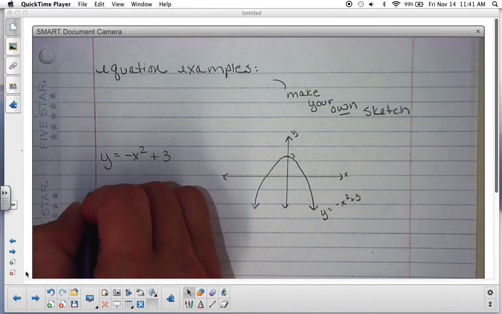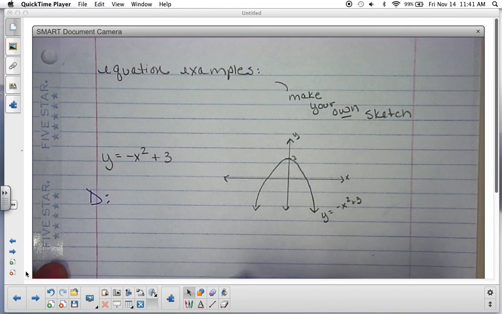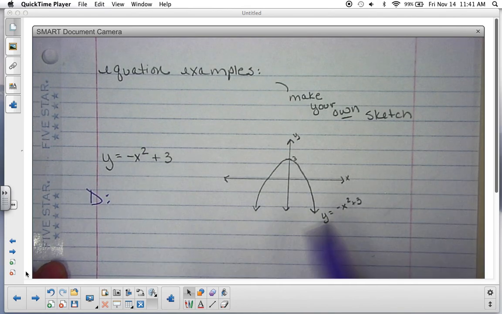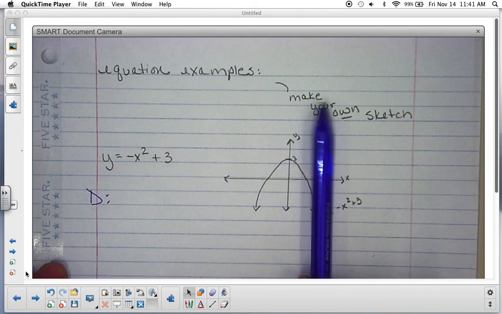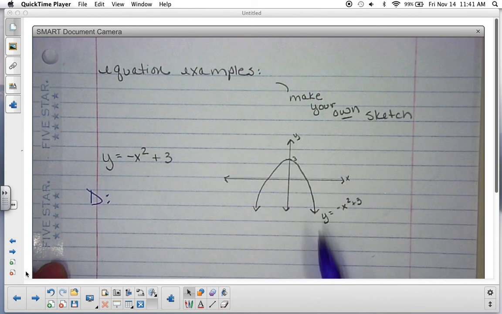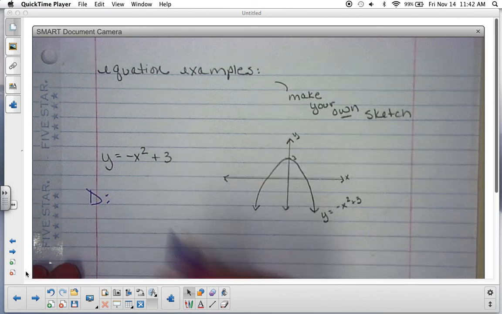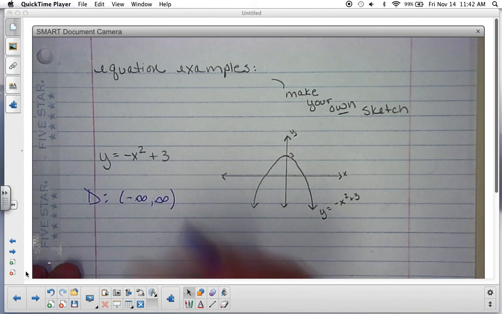Domain is left and right. A little bit different here because this has arrows and it goes forever and ever down and down. And of course, if it keeps going down, it's also going to keep getting wider and wider. So is there any way for you to get all the way left or all the way right if this keeps extending out? No, it goes forever and ever in both directions. So this domain is actually negative infinity to infinity.